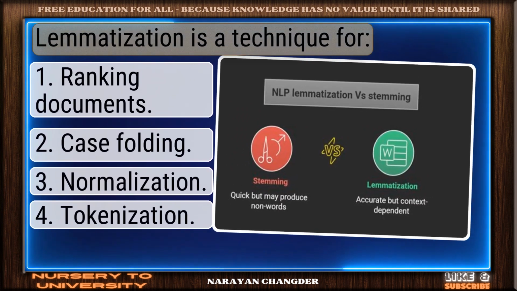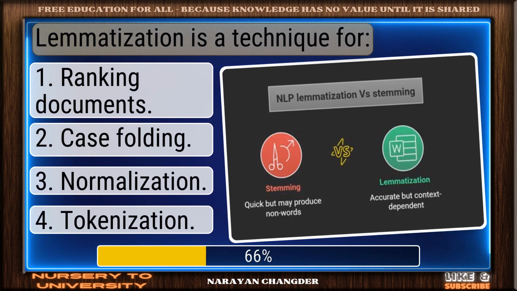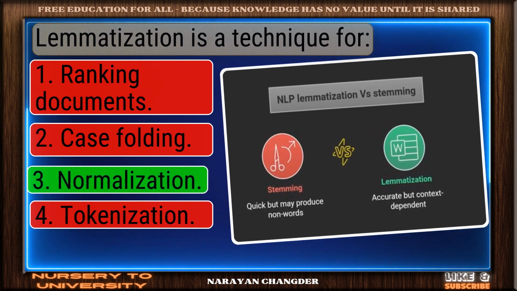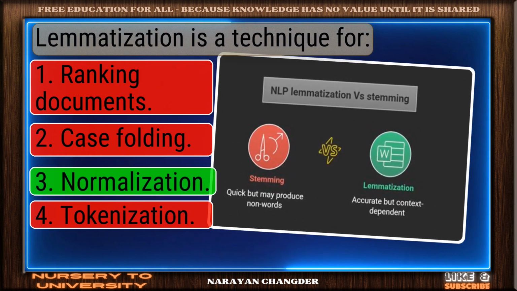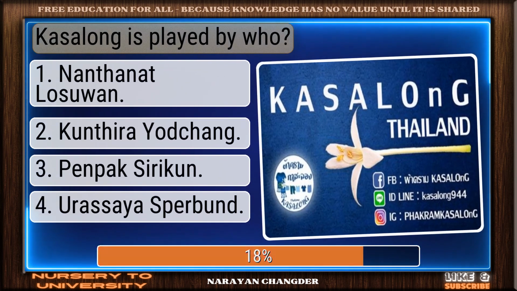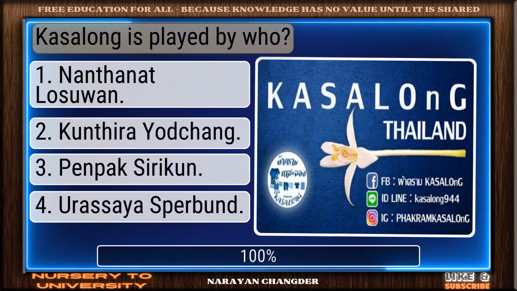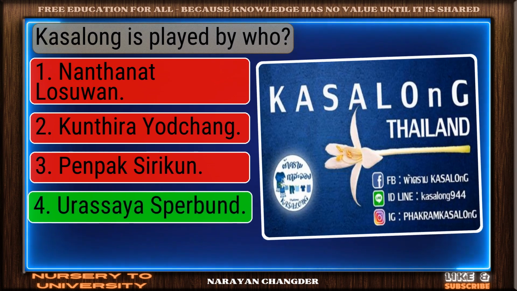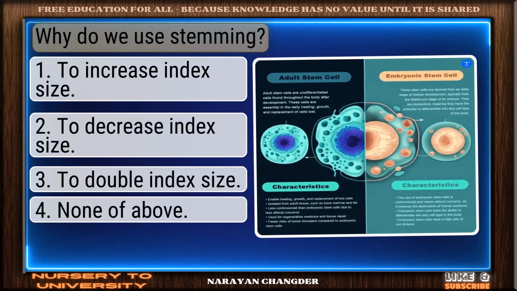Lemmatization is a technique for. Smart move. Normalization is an accurate answer. Casalong is played by who? You chose Eurasiah Spurband, and it is correct.